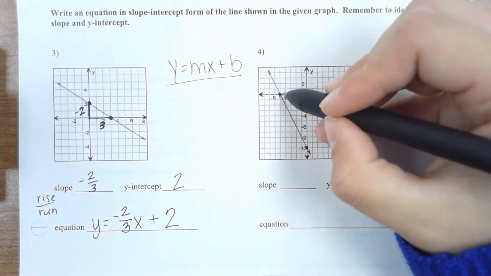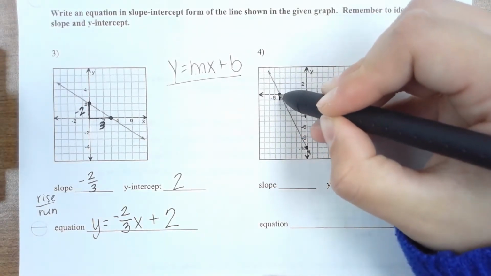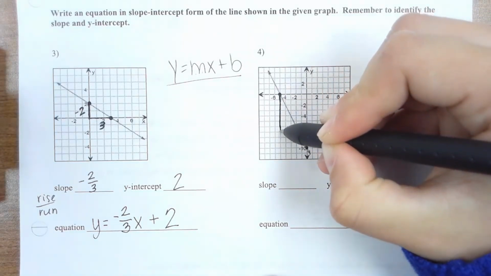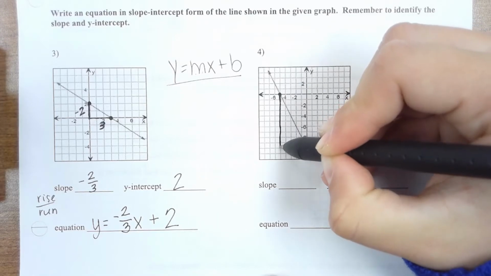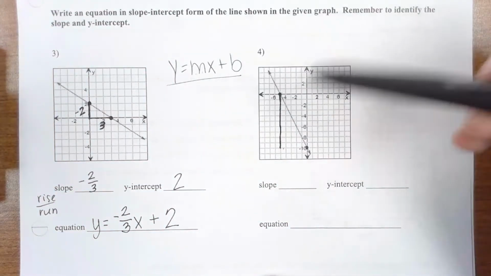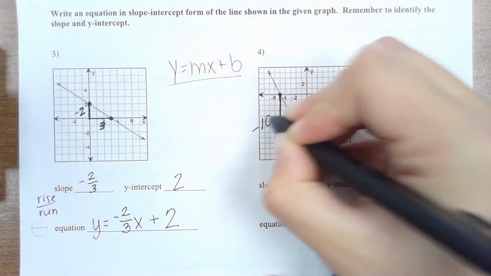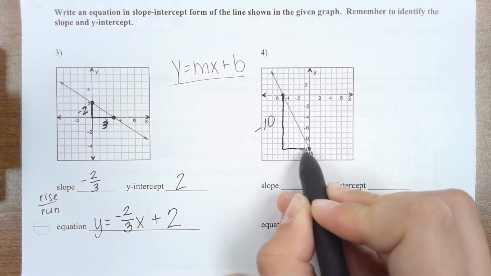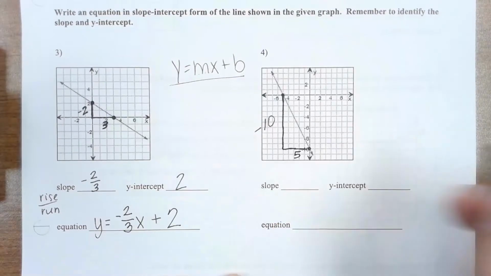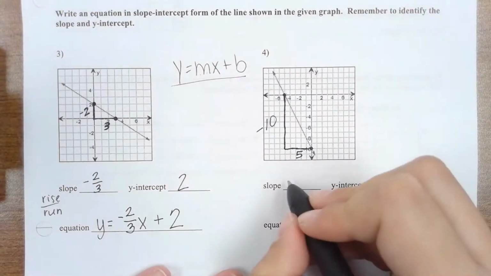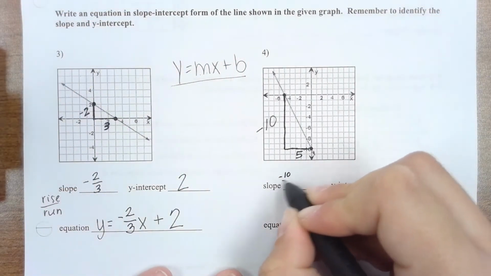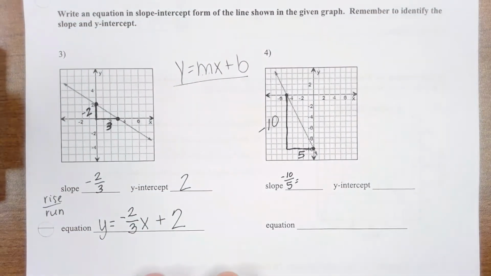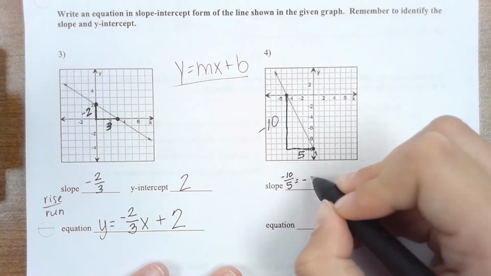So let's count to see how far we fall. 1, 2, 3, 4, 5, 6, 7, 8, 9, 10. So I fell 10, so that's -10. And I ran 1, 2, 3, 4, 5. So my slope then is -10/5, but we do want you guys to simplify. So -10/5 simplifies to -2.